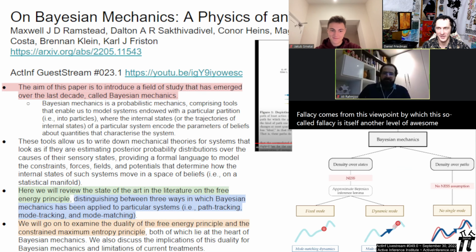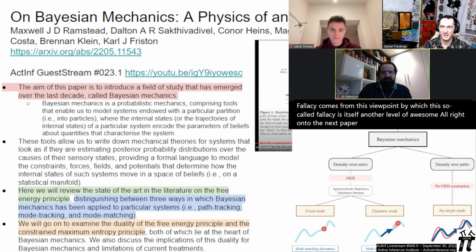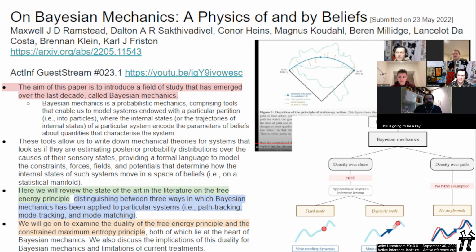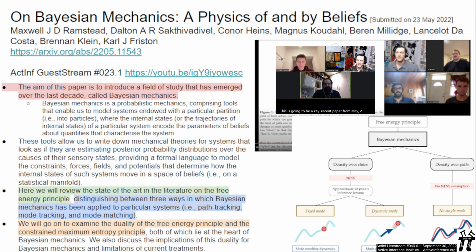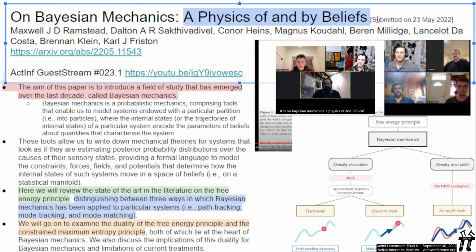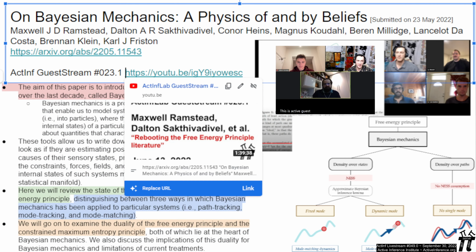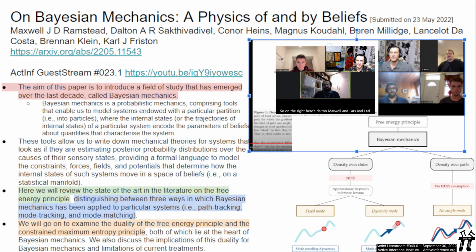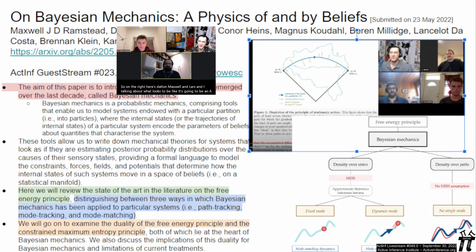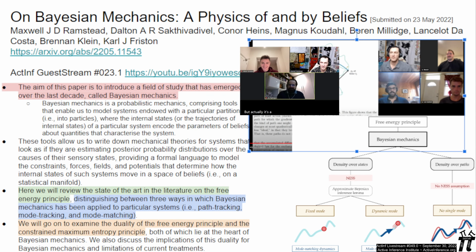Awesome. All right, on to the next paper. This is going to be a key recent paper from May 2022. It is on Bayesian mechanics, a physics of and by beliefs, with Ramstead et al. This is ActInf guest stream number 23.1. So on the right, here's Dalton, Maxwell, Lars, and I talking about what looks to be an American baseball field, but actually it's a path of least action.